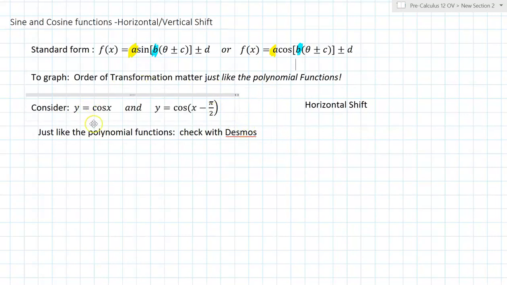So the next piece that we've got to deal with is the horizontal shift and then vertical shift. Let's consider the cosine function, and then we're going to compare these two. Now we know that if we have anything added or subtracted to the x value in the bracket, that represents the horizontal shift, left or right. So in this case, we know this would be a horizontal shift to the right. And by how much? This horizontal shift is pi over 2 to the right.